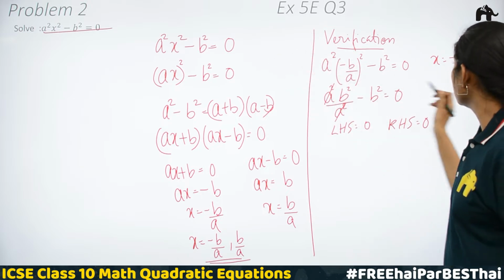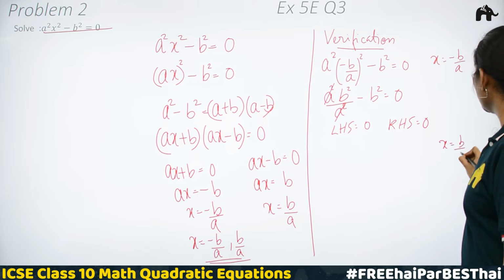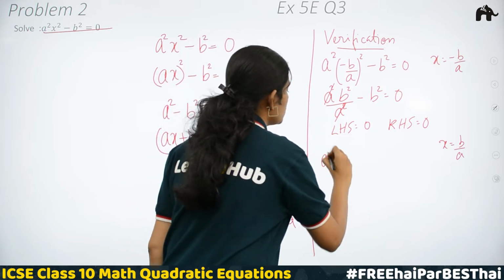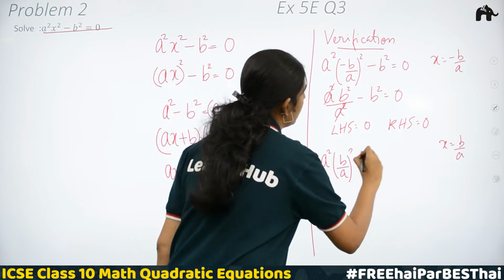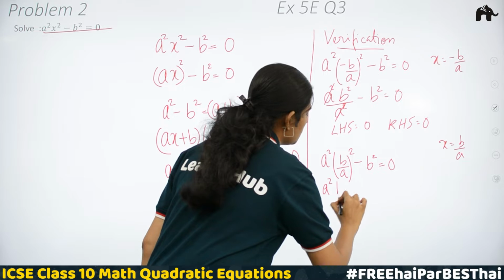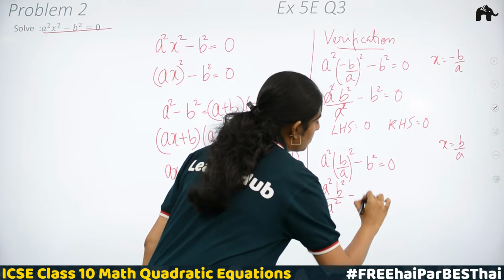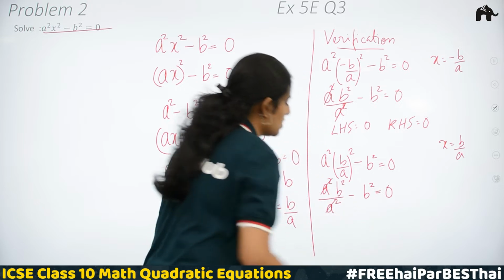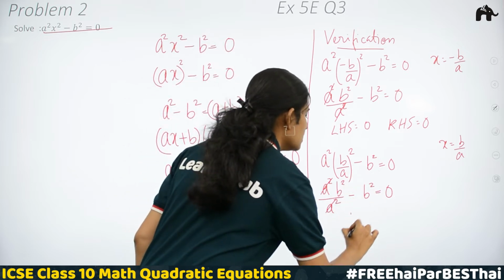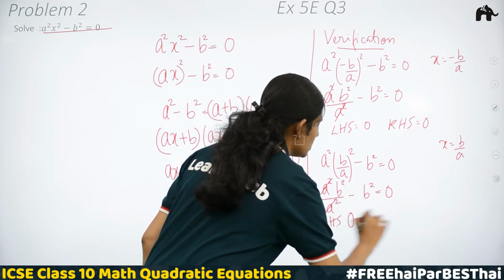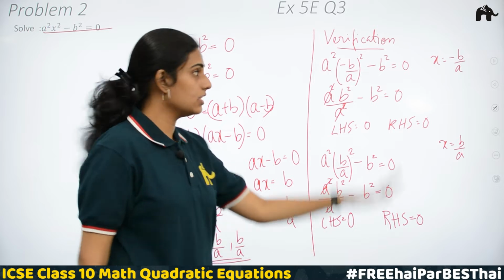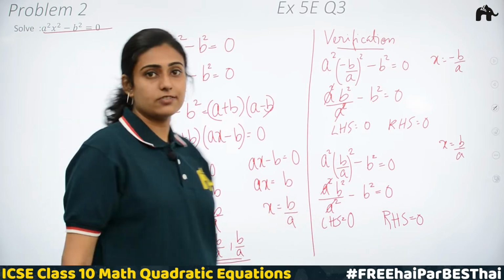Similarly, when you substitute the value of x is equal to b by a, a square into (b by a) whole square minus b square is equal to 0. A square b square by a square minus b square is equal to 0. Cancelling a squares, remaining we have b square minus b square. The same thing. B square minus b square is 0. That is LHS is equal to 0 and RHS is already equal to 0. Hence we have confirmed these are the possible solutions of the given quadratic equation.